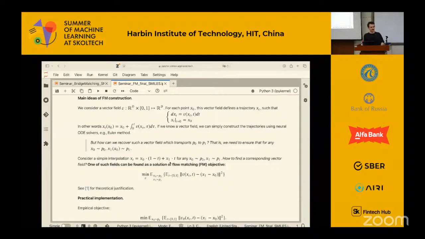But these are not good. This is not an ordinary differential equation trajectory. This is just a linear interpolation that we take given some points x0 and x1. If we could find such a vector field that produces such straight trajectories and generates x0 and x1 from our distributions p0 and p1, that would be great. But this is not an ODE trajectory.